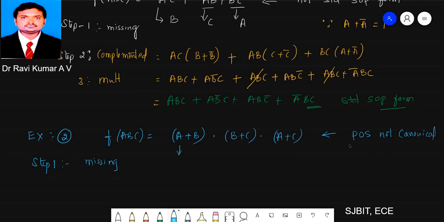Here the missing literal is C, here is A, here is B. But here, as usual, we know that A into A bar is equal to 0. It is a product form. So we'll implement the same thing.